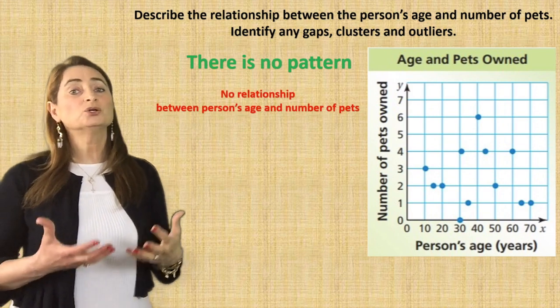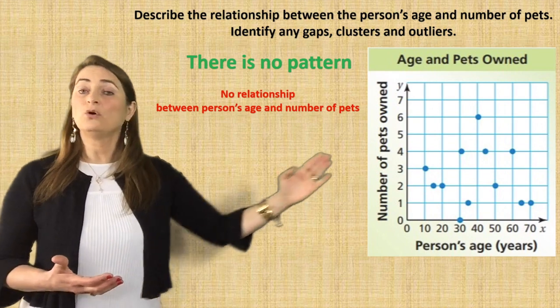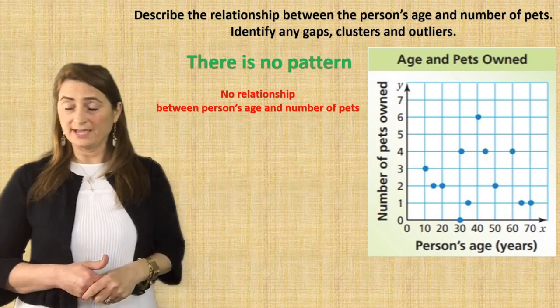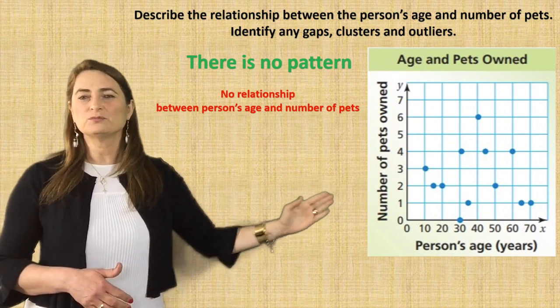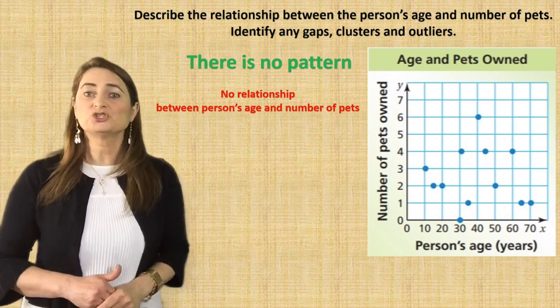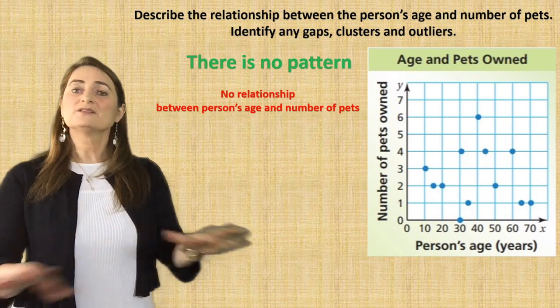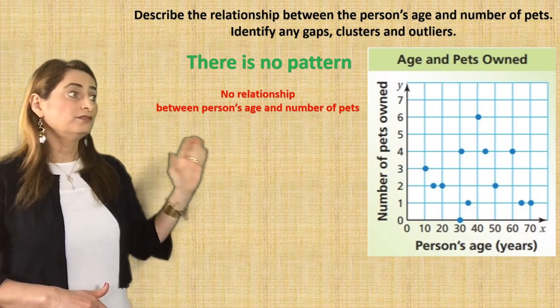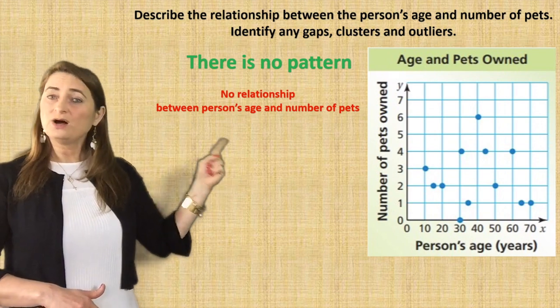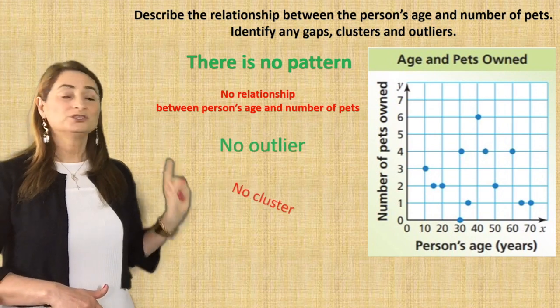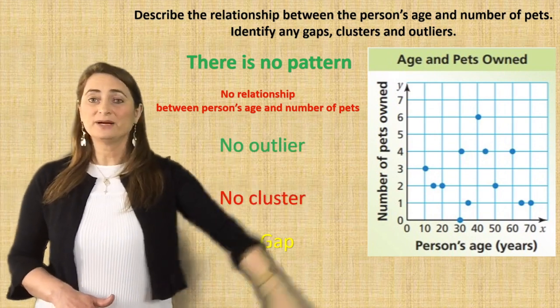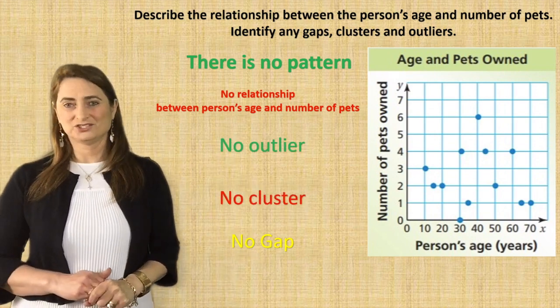I cannot conclude that the older the person, the more pets they have, or the younger the person, the more pets they have. It doesn't show that. So there is no pattern, which means there is no relationship. Therefore, there is no outlier, no cluster, no gap. You can't talk about any of this if there is no relationship.